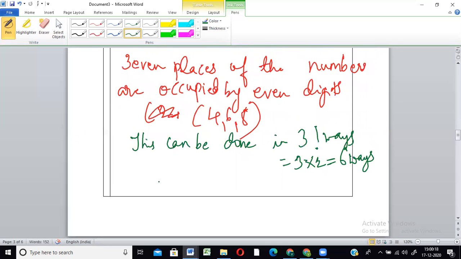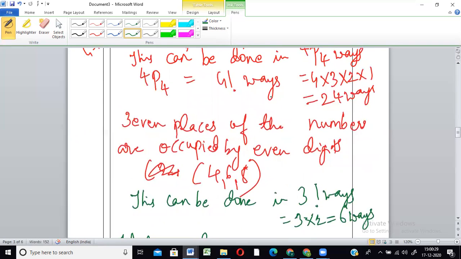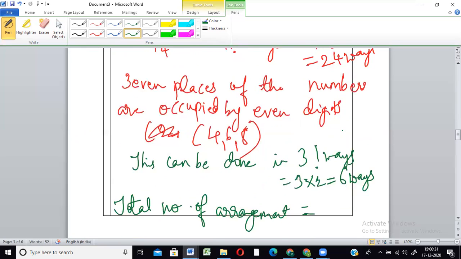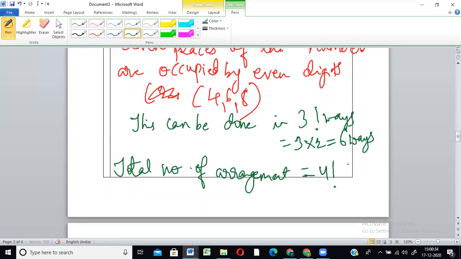Now the total number of arrangements you have to see. Total number of arrangements is equal to the odd arrangement into the even arrangement. So the odd arrangement was equal to 4 factorial, into 3 factorial. These answers we have already found out. 4 factorial is nothing but 24, into 3 factorial, which we have already found out is 6. So the total number of arrangements is 144. So 144 such numbers can be formed so that the odd digits occupy the odd places. Okay.